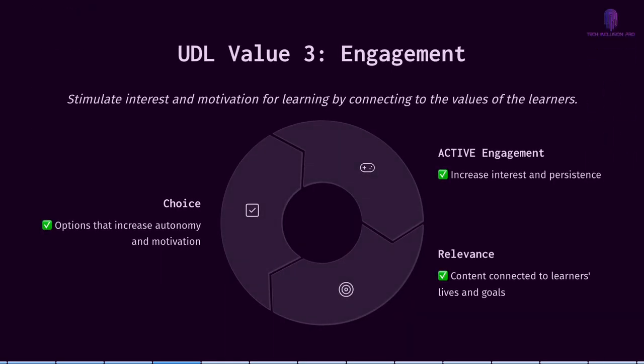And the third value within universal design for learning is engagement, stimulating interest and motivation for learning by connecting to the values of the learners. If the information is not important to the learners, forcing someone to learn those components is going to be very difficult and it can be very, very abrasive, right? Do this because it becomes a compliance thing and we don't want that to happen. We want to create some level of choice. Maybe there are options to increase autonomy and motivation, to increase the person's ability to make a choice in a particular situation. Maybe they can choose which way they would like to engage with the content.